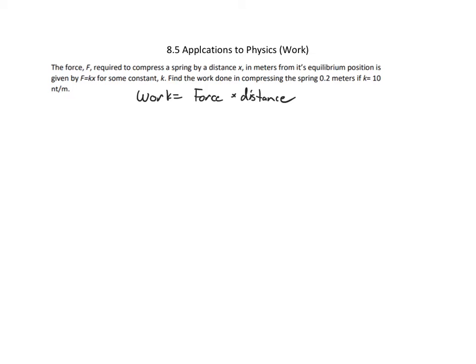So in this first example, it says the force F required to compress a spring by a distance x in meters from its equilibrium position is given by F equals kx for some constant k. Find the work done in compressing the spring 0.2 meters if k equals 10 newtons per meter. So what we're going to do is think about pushing this thing in infinitely small distances. So we're going to do this infinite number of small pushes, let's say. So let's think about a small push.